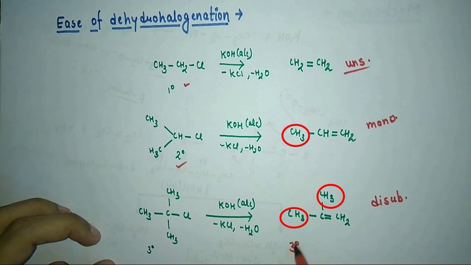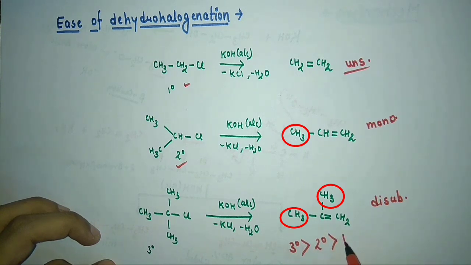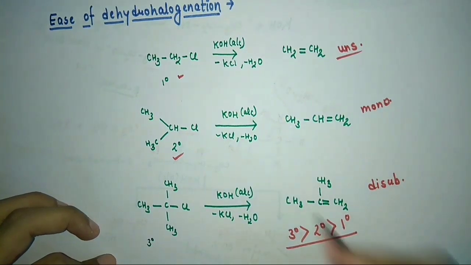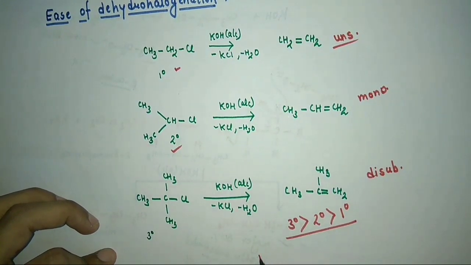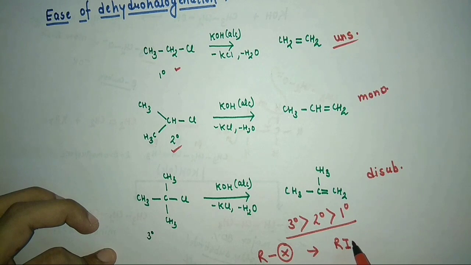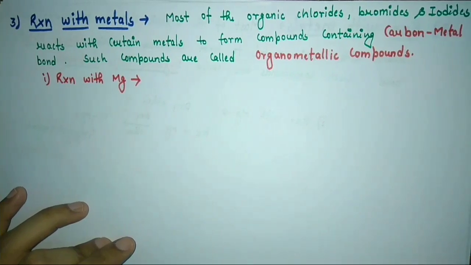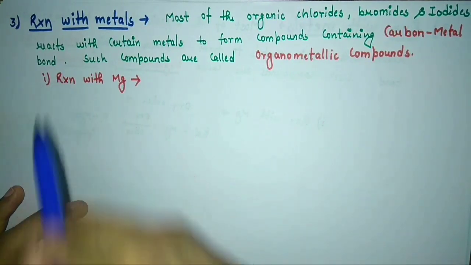So it follows the order tertiary, secondary and primary. Tertiary will undergo dehydrohalogenation more easily than secondary, and secondary more easily than primary. And if the alkyl groups are the same and we are changing only the halogen atom, then it follows the order RI, RBr and RCl.